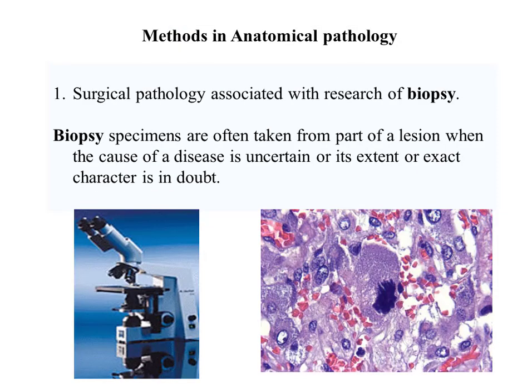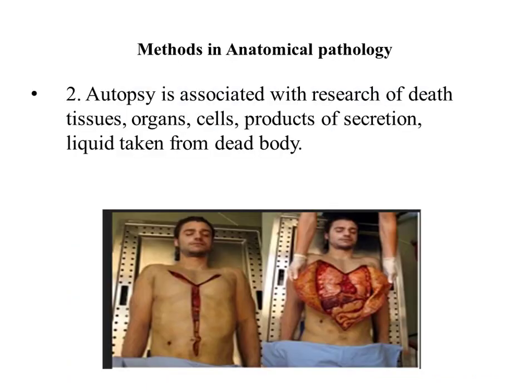Methods of anatomical pathology. First, it's a biopsy. Biopsy is taking a small or big part of the living tissue from the living body for investigation and to know the correct diagnosis so that the physician can understand the pathology of this disease. Second, autopsy. It's associated with the research of the dead tissue, organs, cells, products of secretion, or liquid taken from the dead body. So it's a section of the dead body.